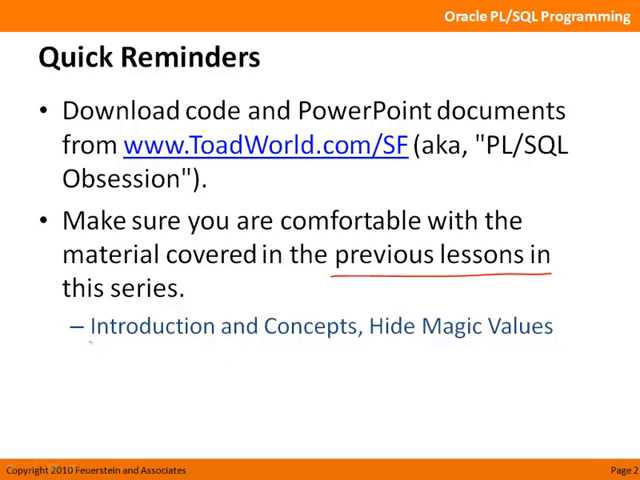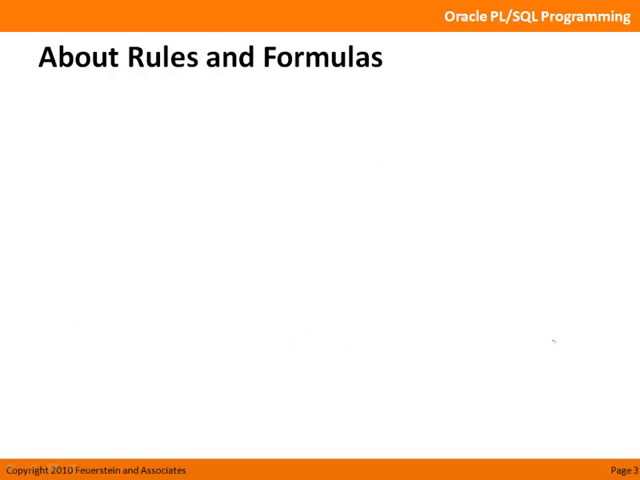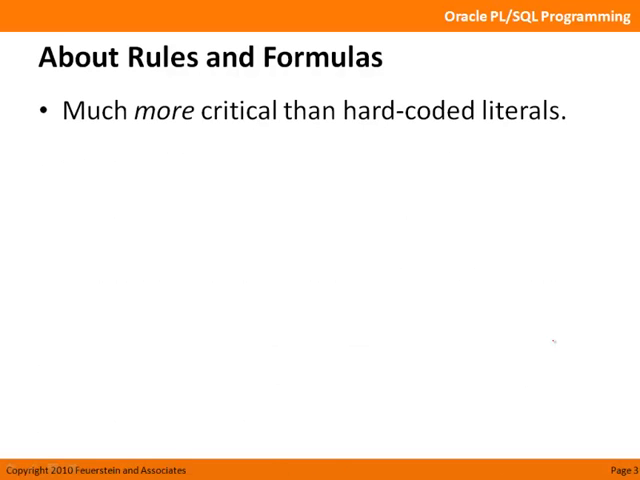Very importantly, overall introduction and concepts. What is hard coding? Why is it bad? Developing a sensitivity to identifying various kinds of hard coding, and hiding magic values, the most simple and most common example of literals of hard coding in your application. So what we're talking about in this lesson is hiding rules and formulas. Now, generally speaking, the rules and formulas in your application are much more critical than hard-coded literal values because they really determine a lot of the behavior of your application.